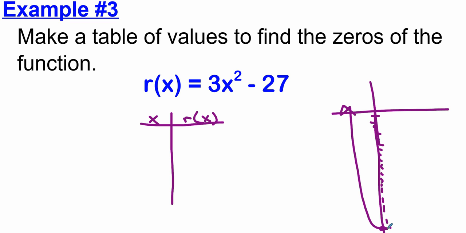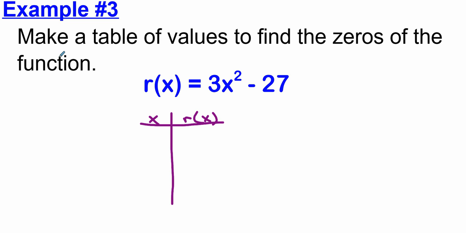It's a vertical stretch by a factor of 3, but it's not negative. That 3 is positive, so it should still open up. So I know I'm going to have 2 x-intercepts. So just by thinking about it, that rough sketch, we know we're supposed to have 2 x-intercepts.